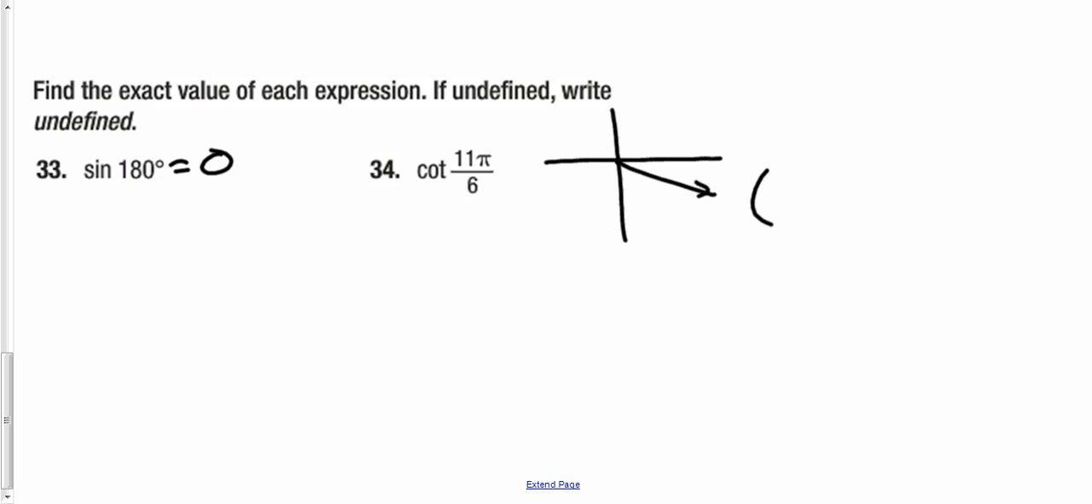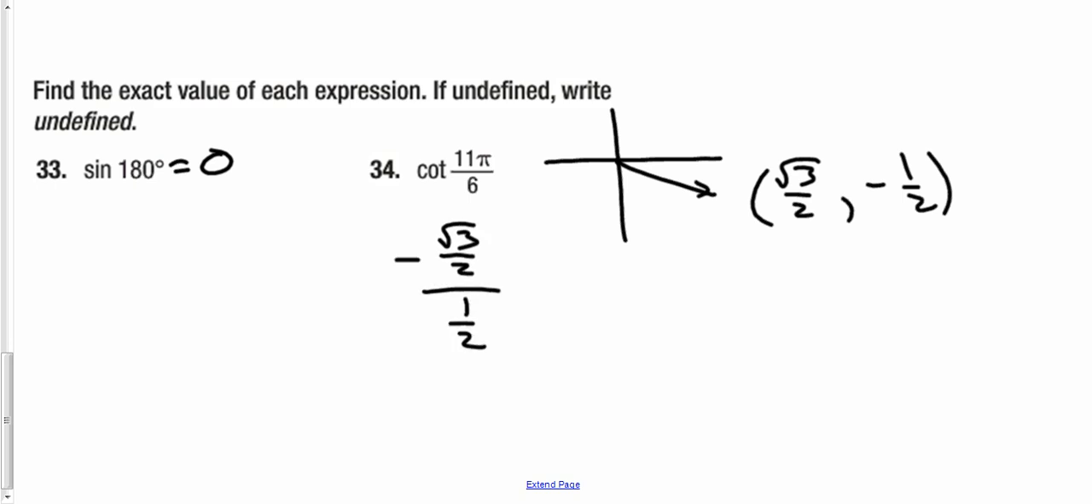my points on the unit circle there are going to be radical 3 over 2 and negative 1/2. So cotangent is going to be x over y, cosine over sine. It's the opposite of tangent, which is sine over cosine. So this turns into, and it's going to be a negative, radical 3 over 2 over 1/2, which is just going to reduce to a negative radical 3.